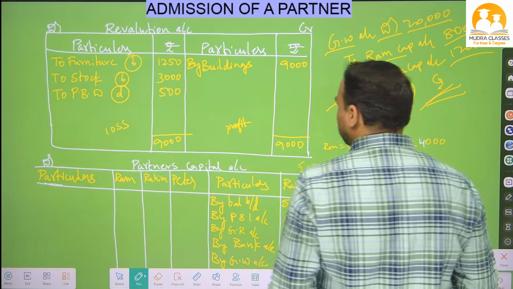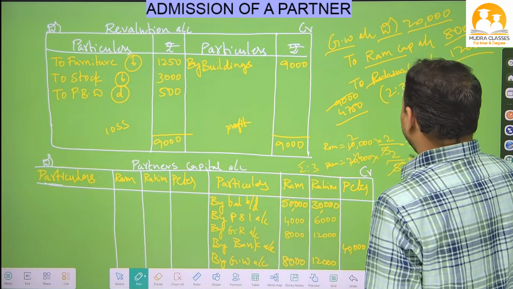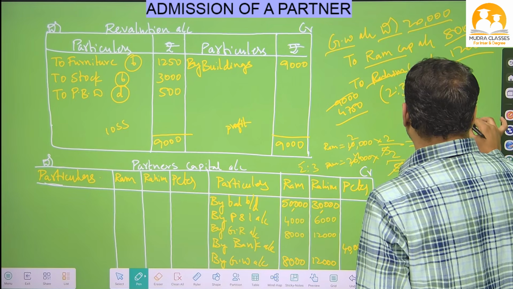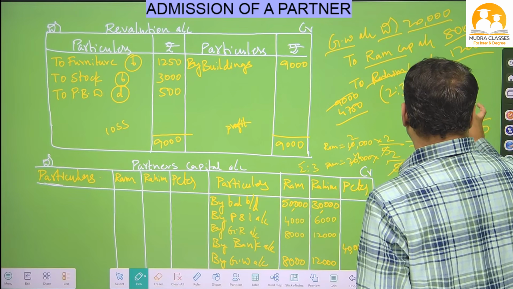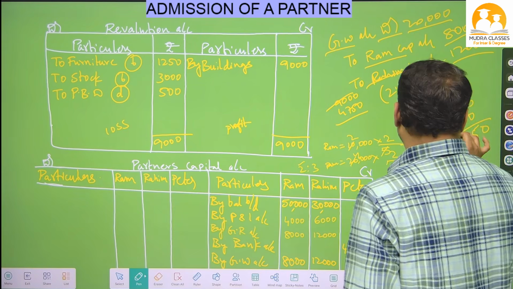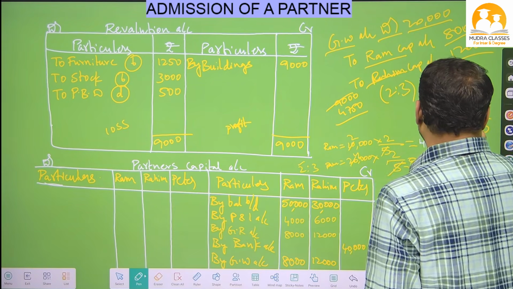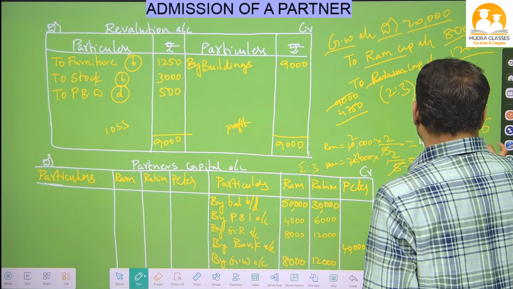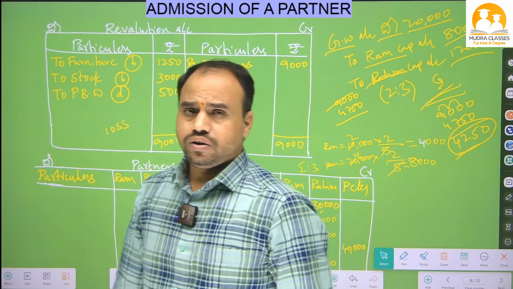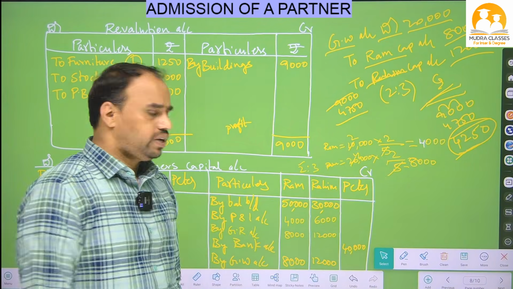9,000 minus 4,750, how much, beta? Let's see. 10 minus 5, 5. Here 9 minus 7, 2. Next 8 minus 4, 4. So 4,250 we got, Nana. This 4,250, now we have to distribute to 3 partners, beta.